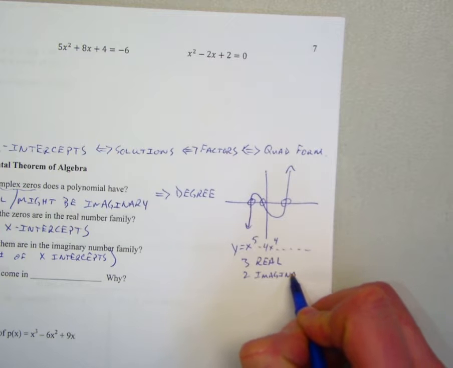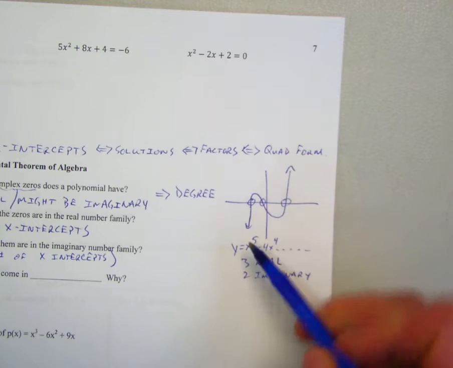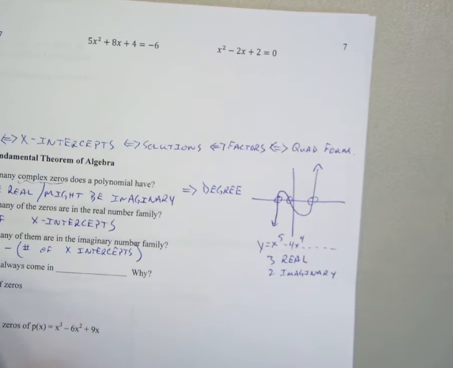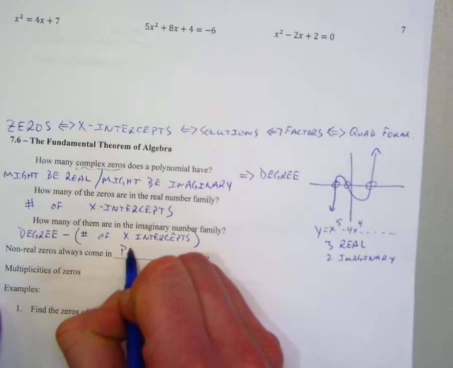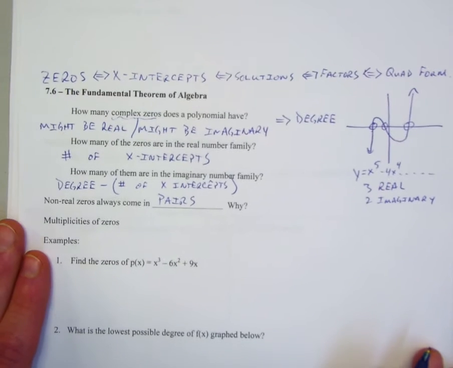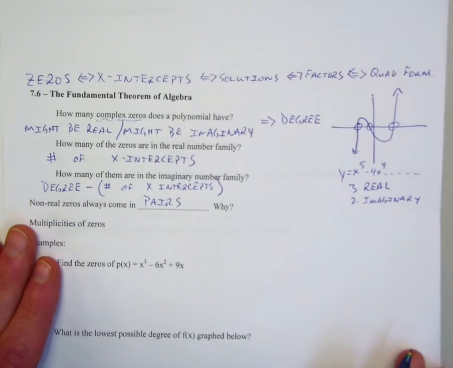Because that's just 5 minus 3. So looking at your degree and looking at your x-intercepts can tell you how many you have of each. Now your non-real ones, your imaginary ones, are always going to come in pairs. They're always going to come in pairs. And not only are they going to come in pairs, they're going to come in complex conjugate pairs.